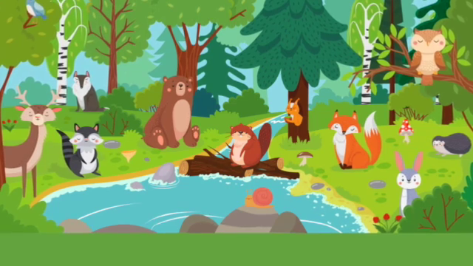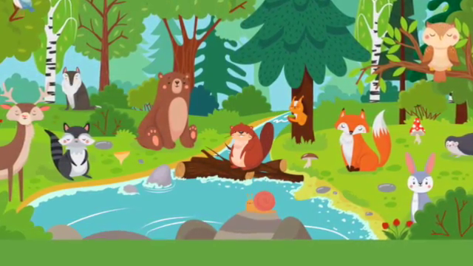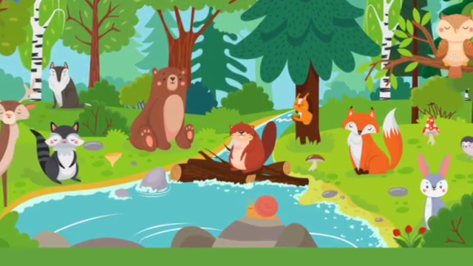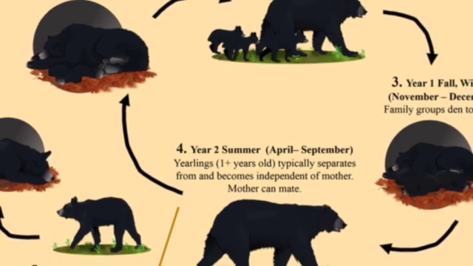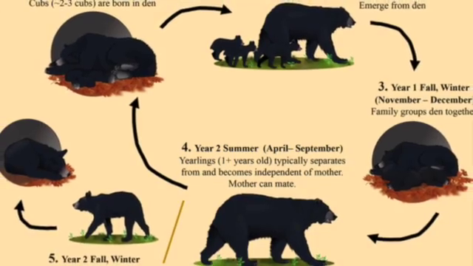The next organisms we will discuss are animals. For animals to survive, they need air, water, food, and shelter. They need shelter to protect themselves from predators and their environment. Here we see a bear's life cycle from when it's a cub until it becomes an adult.